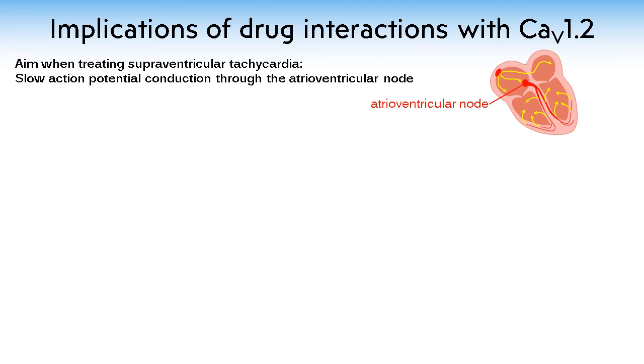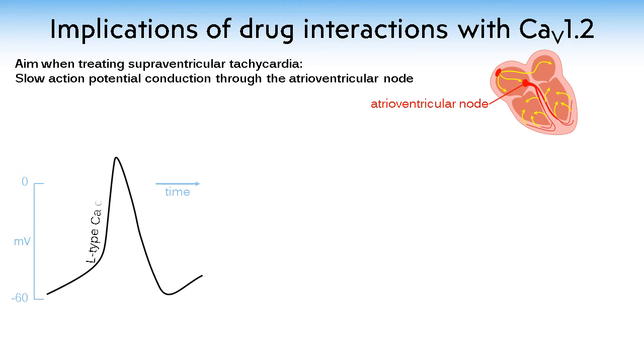The action potential of atrioventricular node cells is typical of a cardiac pacemaker. The membrane potential gradually depolarizes to a threshold at which L-type calcium channels open to mediate the upstroke. This differentiates atrioventricular node cells from the muscle cells of the heart, which use voltage-gated sodium channels to generate the upstroke.